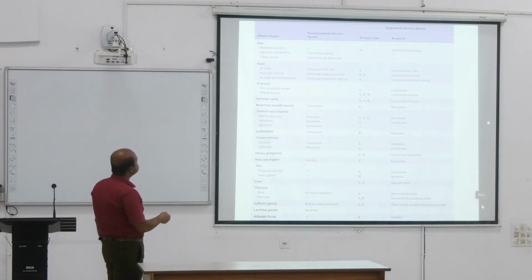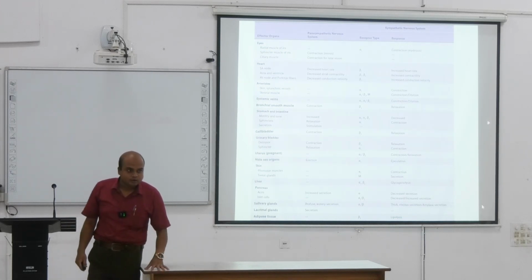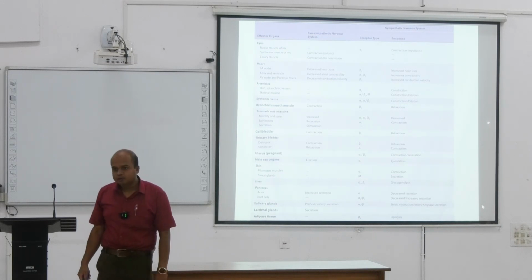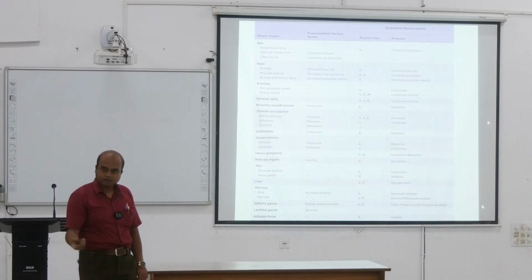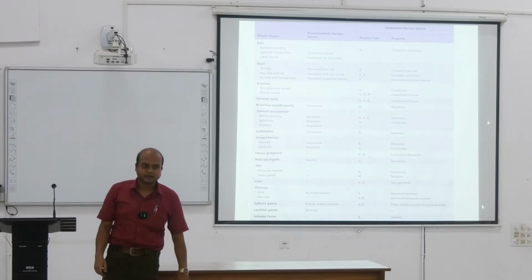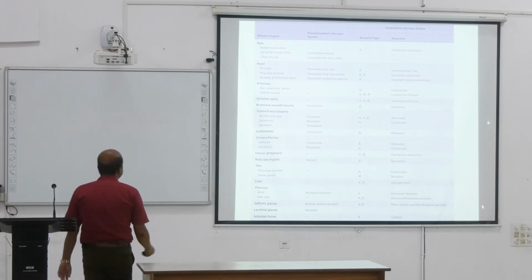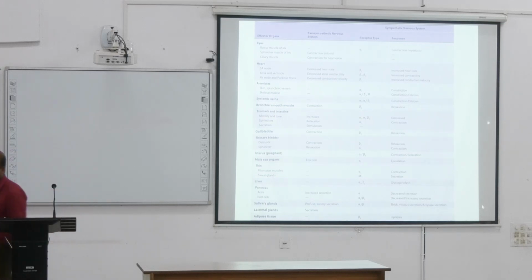Okay, lacrimal gland secretion by the parasympathetic, which nerve? Facial nerve. Which ganglion? Sphenopalatine. Which nucleus? Superior salivatory nucleus. The nucleus is superior salivatory. The ganglion is sphenopalatine. For the submandibular and sublingual glands, the ganglion is submandibular. Okay.